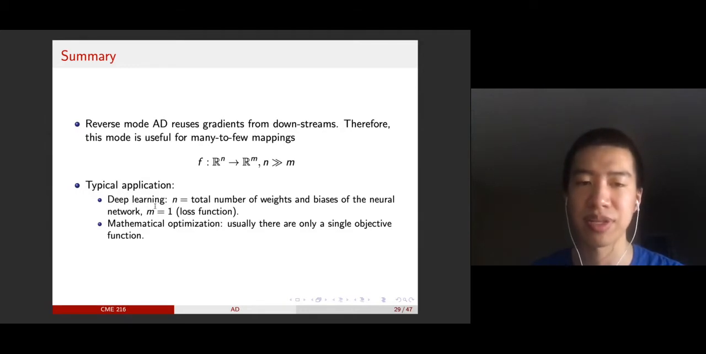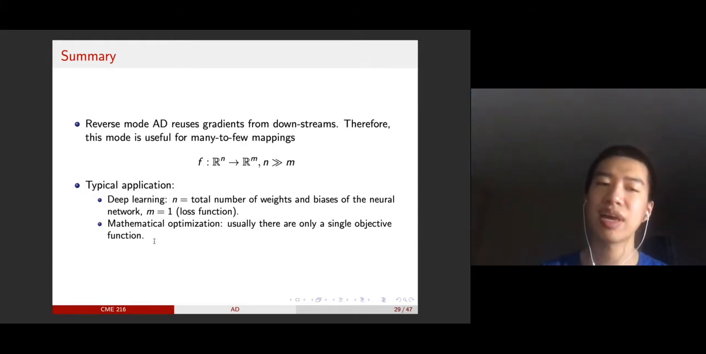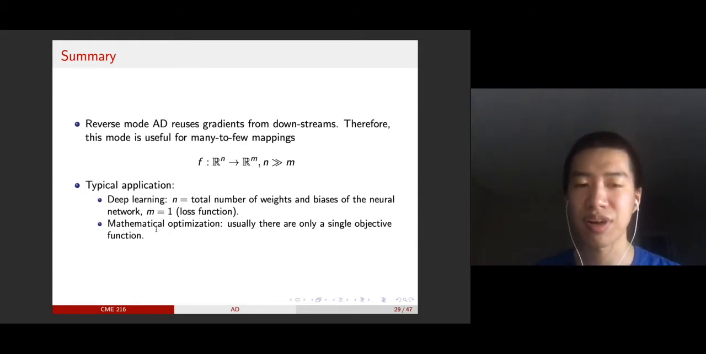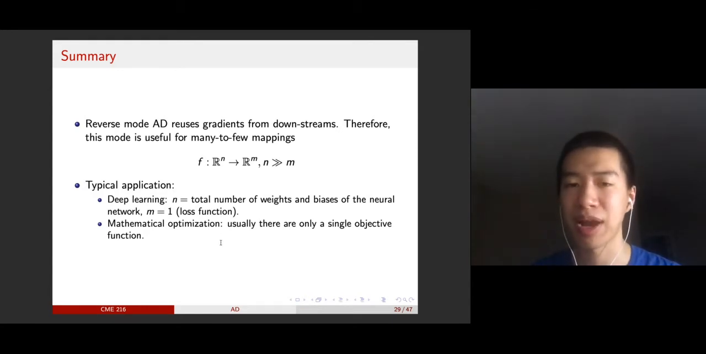For example, in deep learning. In deep learning, you usually have a lot of weights and biases. That can be millions of weights and biases in some applications. But finally, you will only have one loss function, which is just one output of the computational graph. So that's why most deep learning software is built on reverse mode AD. This is also very good for mathematical optimization with one objective function, because you have a lot of variables, but eventually you only have one output.